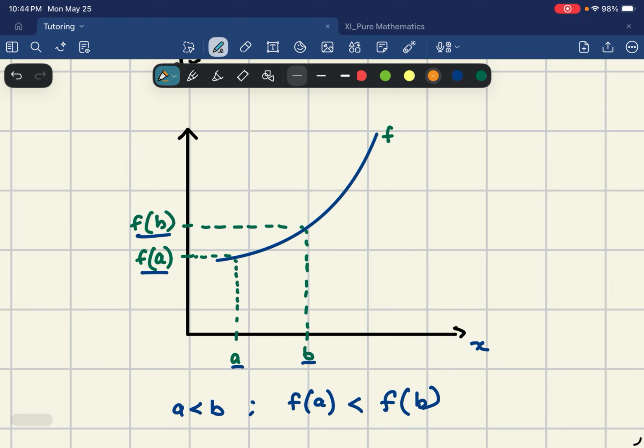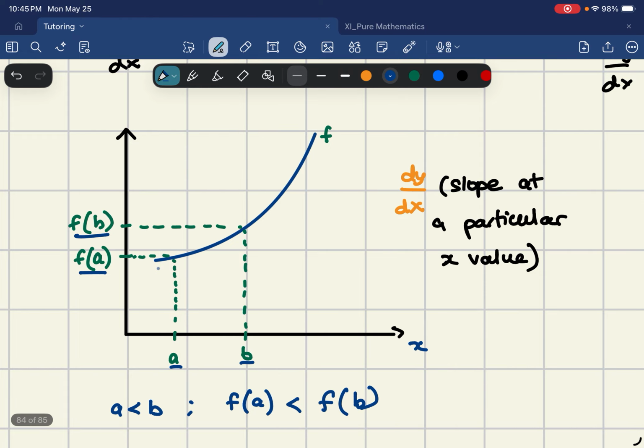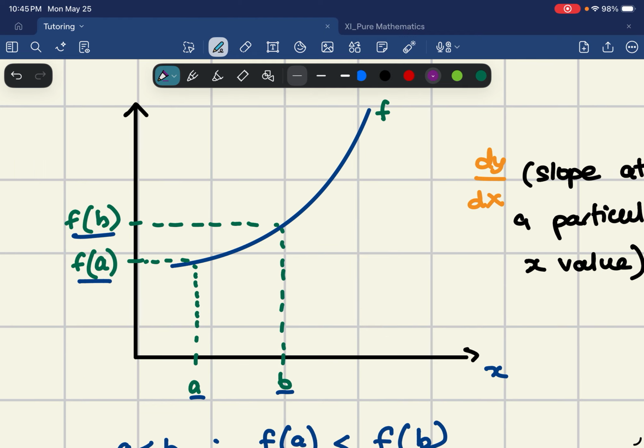Now let's look at the first derivative, dy by dx. The first derivative is basically the slope, right? The first derivative is the slope at a particular x. Slope or the gradient at a particular x value. So let's look at the slope at a particular value. And to do so, we have to reintroduce the idea of tangent lines, right? The slope is given by the tangent line at that point. So at this point, this is going to be the tangent line. And remember, the tangent line is the line that cuts the curve only once at that given point.